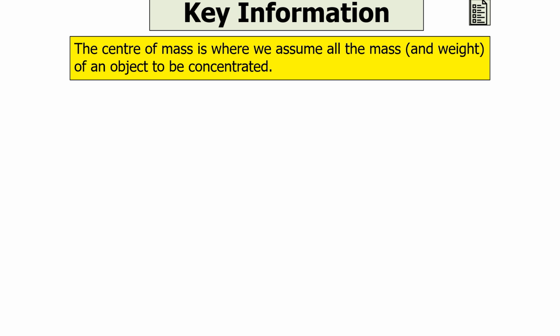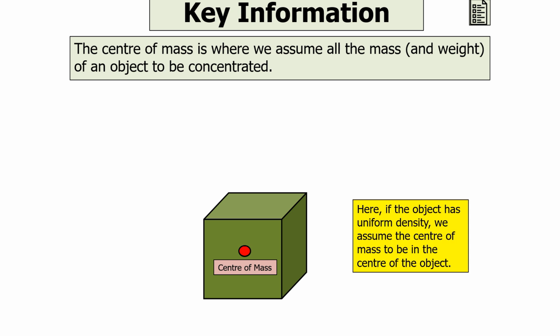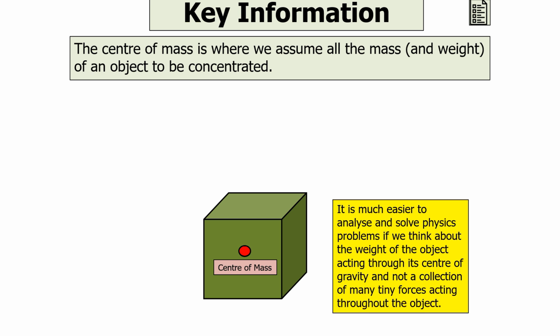So the centre of mass is where we assume all the mass and the weight of an object to be concentrated, as shown in the following diagram. Here, if the object has uniform density, we assume the centre of mass to be in the centre of the object. Now the resultant gravitational force on the object, its total weight, will act through a point called the centre of gravity. Now it's much easier to analyse and solve physics problems if we think about the weight of an object acting through its centre of gravity and not a collection of many tiny forces acting throughout the object.